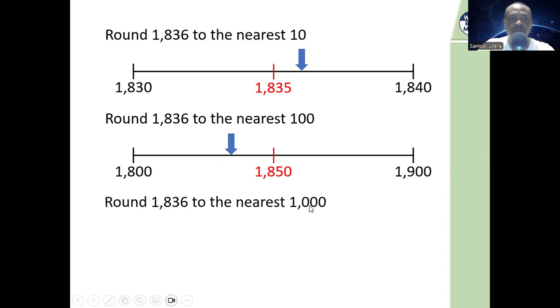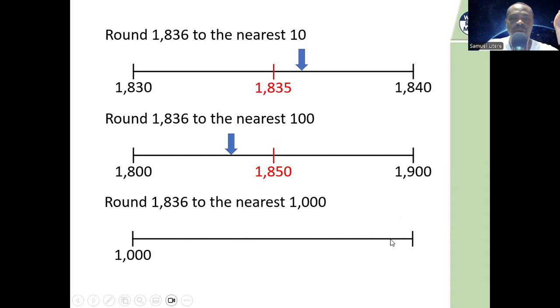What about 1836 to the nearest 1000? Well, to do this, we'll say, okay, which 1000 is less than 1836? Which nearest 1000 is nearest and less than that? Of course, you say it's 1000, right?